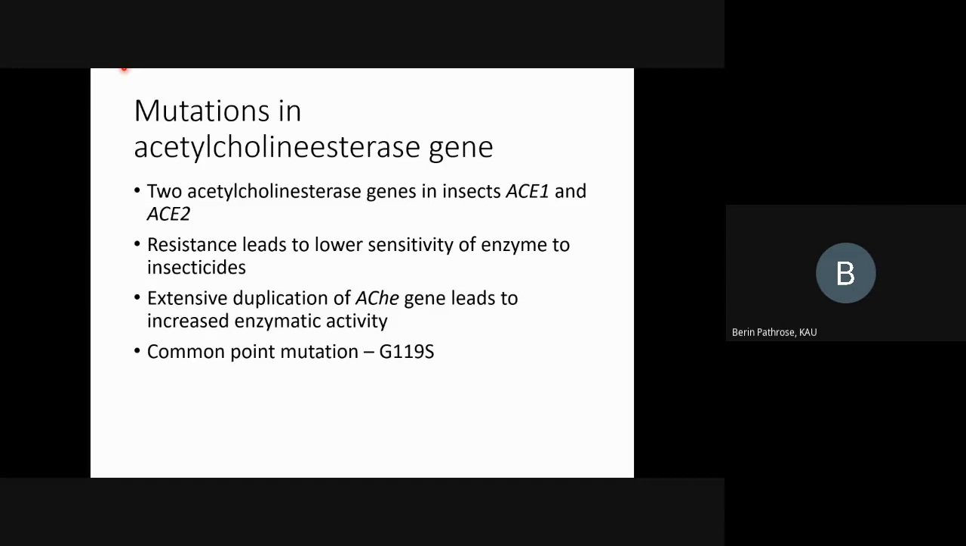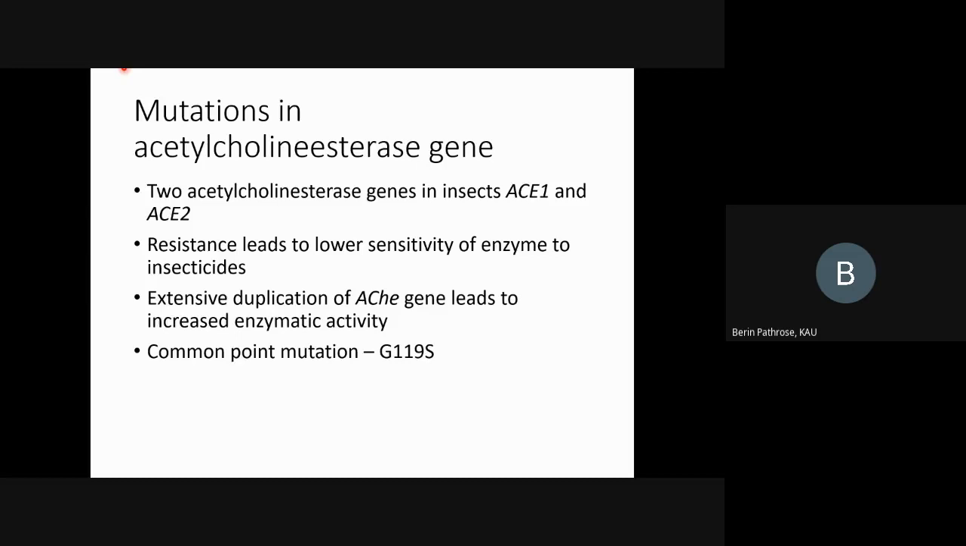Another thing that happens in the mutation is gene duplication. The insect will make more copies of this gene. Once there are more copies, there is more production of the acetylcholinesterase enzyme. More production of the enzyme means we have to use a larger quantity of the pesticide to inhibit the enzyme. So that is also happening.